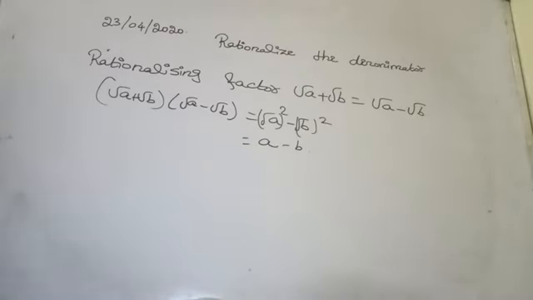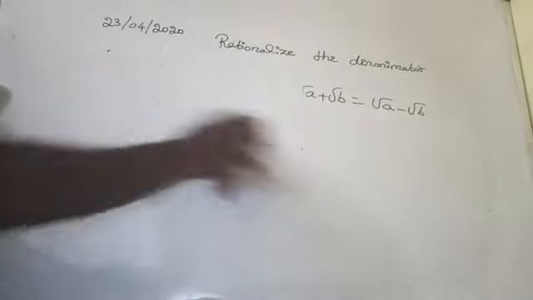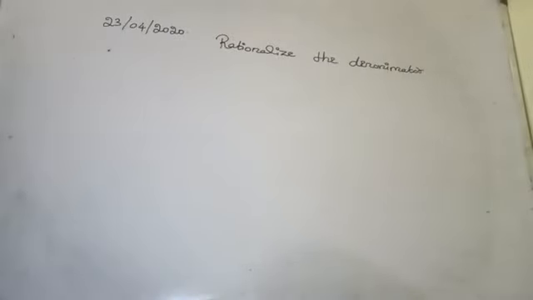Now next one is rationalizing the denominator. Rationalizing the denominator means what? There is some irrational number in the denominator. So we have to convert that irrational number into rational. Okay, we will do 3-4 questions apart from the textbook only. Tomorrow we will solve the textbook questions.